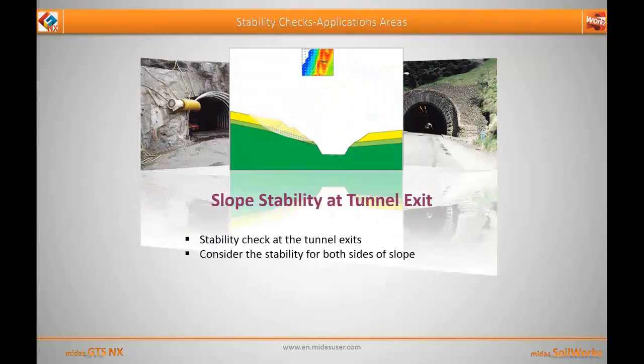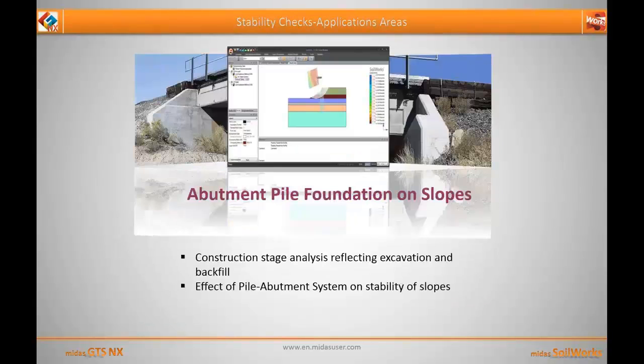Next is slope stability at tunnel exits. Wherever you have a tunnel exit, slope failure becomes a very important check to perform, and one should perform the check for both the slopes coming onto the tunnel exit. Moving on, next we have the abutment pile foundation of slope. With abutment pile foundations, construction stage analysis becomes very important, reflecting the excavation as well as the backfill. So the effect of the pile abutment system can be studied, like its influence on the stability of slopes.